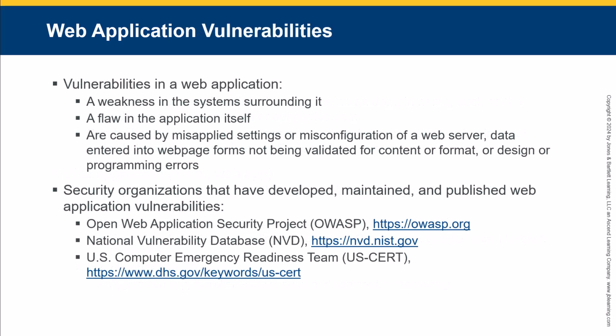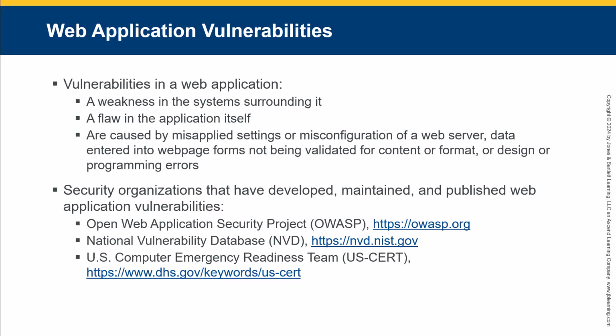A vulnerability in a web app is basically a weakness in the system surrounding the web app, because the web app is just an application running on a server. So a flaw could be in the server, or it could also be a flaw in the application itself. These are caused by misapplied settings, misconfigurations of either the web server, the data that's entered into a form, a database, some type of input structure, or data that's not been validated for the content or even the format or the design. Or it could even be programming errors.